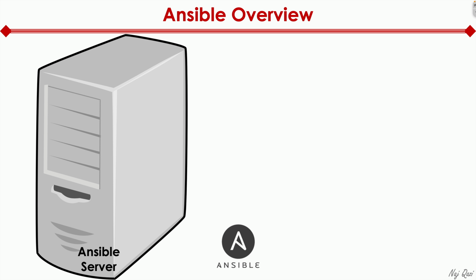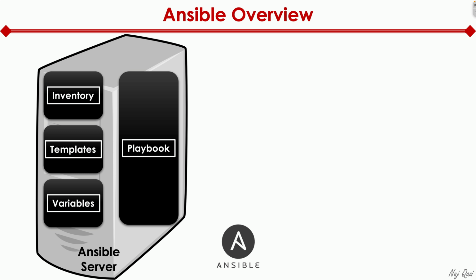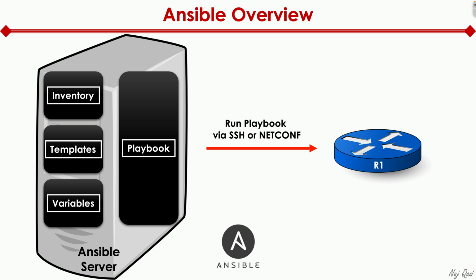And now here's a visual view of what I explained so far. So we have an Ansible server, could be a VM or a container or whatever have you. We have an inventory file, we have templates, we got variables, we got all these files that are a subset of the playbook. And then what we do is we run that playbook via SSH or NETCONF and we log into the router or switch, or in this case, it's a router. And by running that playbook, we're pushing a certain configuration to that device.